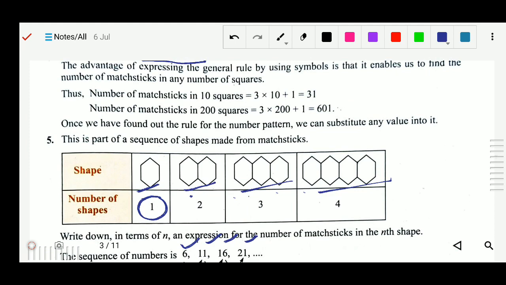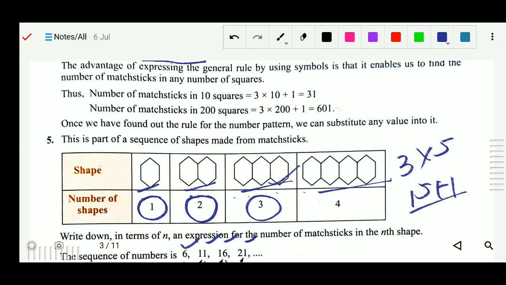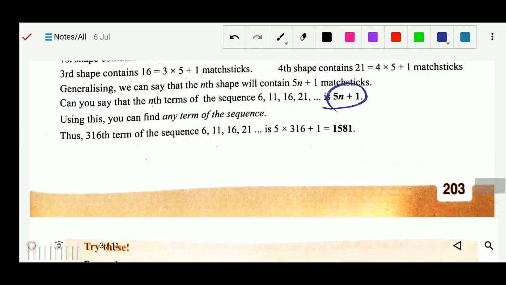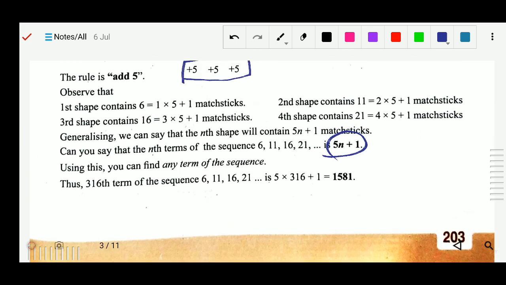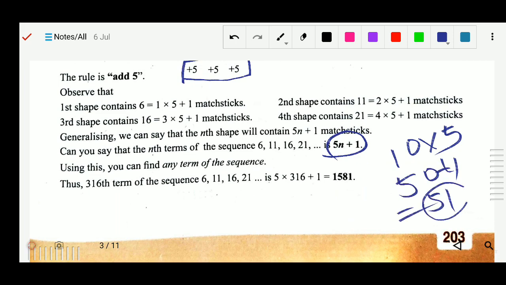Okay, so for the first one, 1 will be multiplied by 5 plus 1. For the second shape, 2 will multiply to 5 plus 1, so 2 into 5 is 10 plus 1 is 11. For the third, 3 into 5 will be 15, and 15 plus 1 is 16. So how many lines are there here? 16. If we have to find the 10th shape, we do 10 into 5, that will be 50 plus 1, so 51. So how many sides will there be? 51. So we got the rule. What is the rule? 5n plus 1.